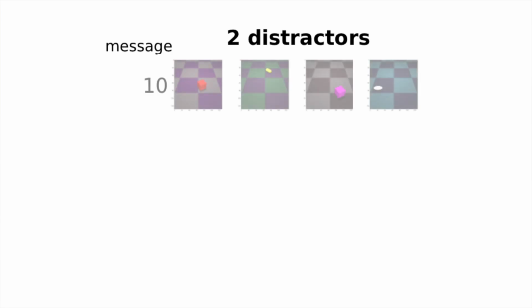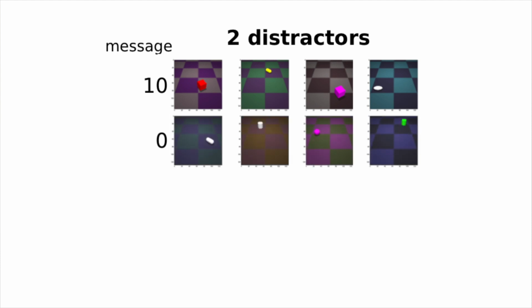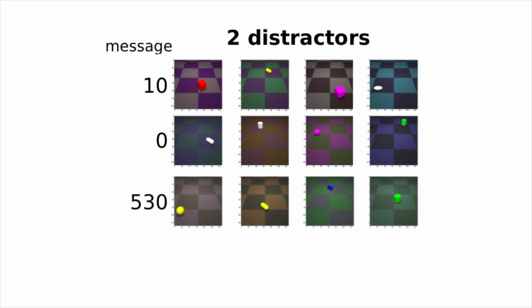But here's another example. Here we only have 2 distractors, and now look. So here is a message 1, 0, and it's all over the place. They're not the same position, they're not the same color, they're not the same shape. Here's a different message 0, and again it's all over the place, and a different message 530, and it's all over the place. So when there's only 2 distractors, the models seem to be kind of lazy, and they're not communicating things nearly as clearly as in the 20 distractor case.